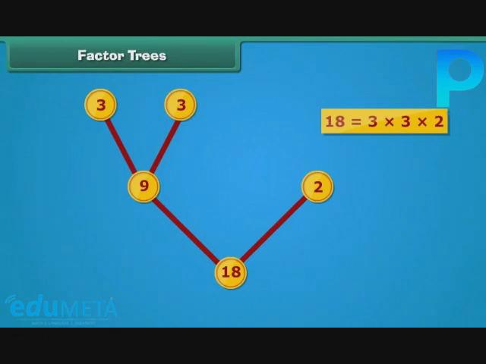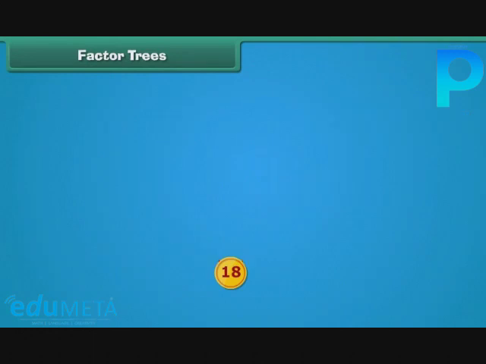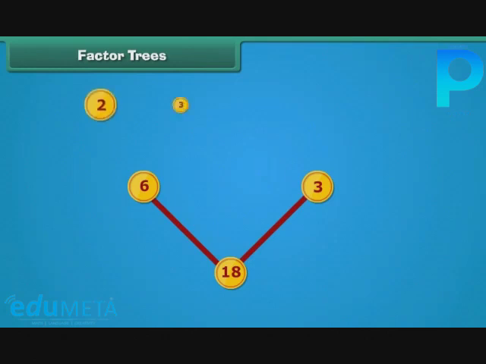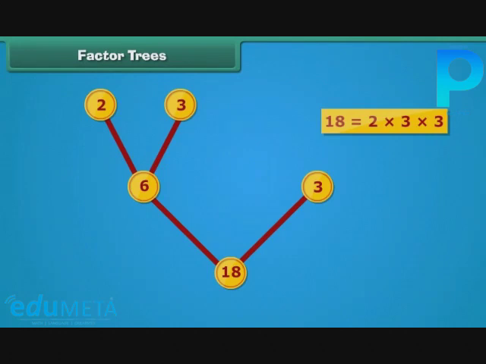18 can also be expressed as the product of 6 and 3. We draw 2 branches from 18. Mark one as 6 and the other as 3. 6 can be written as the product of 2 and 3. We draw 2 branches from 6. Mark one as 2 and the other as 3. The factor tree is complete. We can again write 18 as the product of 2, 3 and 3.